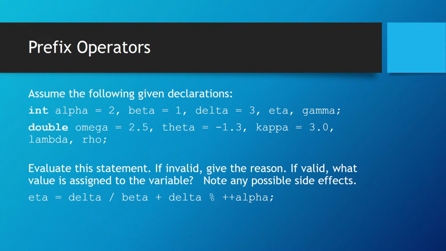Let's assume the following given declarations. Now, let's evaluate this statement. If invalid, give the reason. If valid, what value is assigned to the variable? Note any possible side effects. Eta equals delta divided by beta plus delta mod plus alpha.